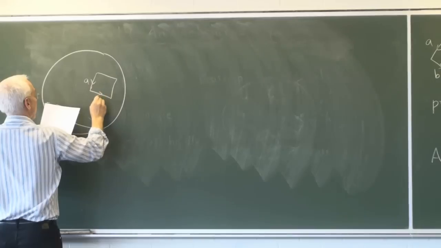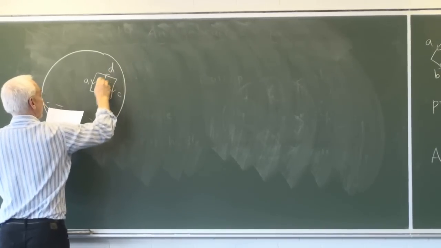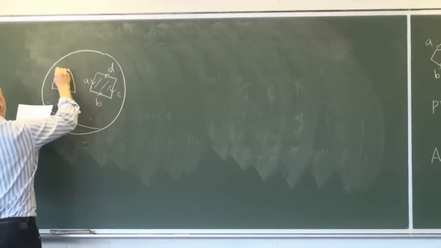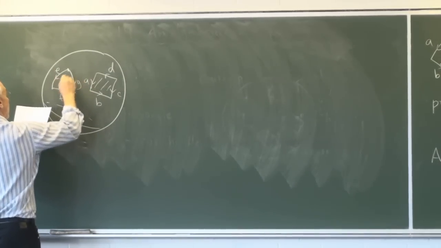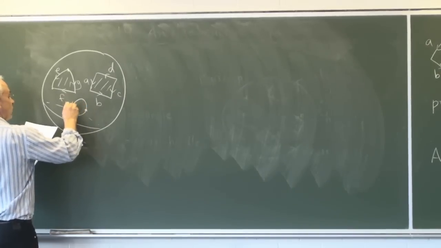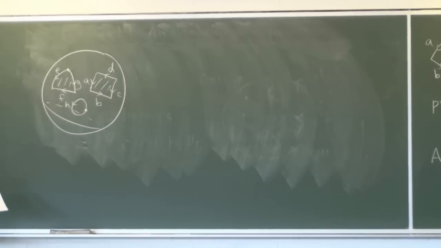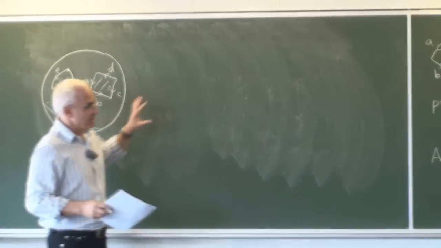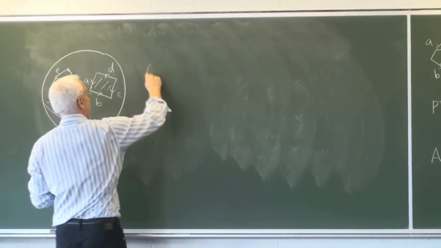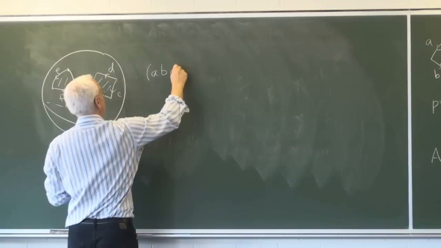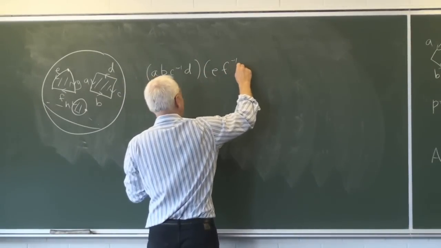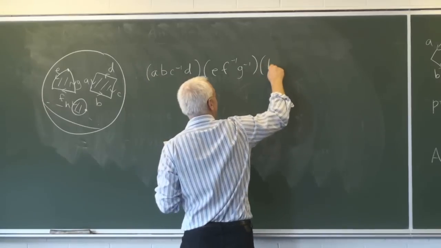So A, B, C, D. That's a hole. And maybe a triangular hole. E, F in this direction, G. And let's make another hole with one edge. Let's call it H. So now we have three holes, and we're going to represent a sphere with three holes in an extended way, as we did over there. We'll write it just as a product of the individual holes. So this one here is A, B, C inverse D. That's that hole there. And this hole here would be E, F inverse, G inverse. And this hole, just H.